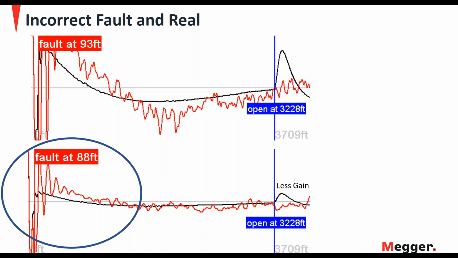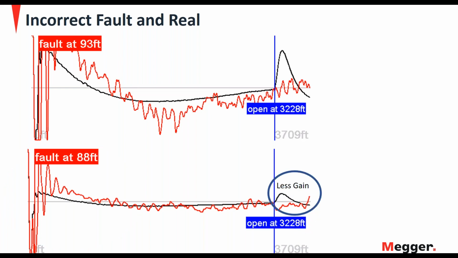What I can tell from this picture is the operator that was doing this fault locate did adjust the gain manually. He lowered the gain, and I can tell that because if you look at the amplitude of the blue trace in the top picture, it's significantly higher than the amplitude in the lower picture. And then I have a third picture.